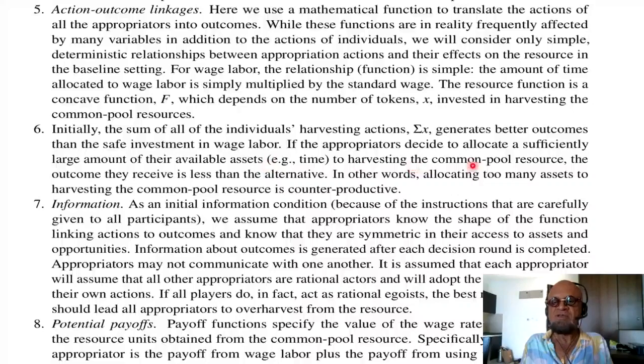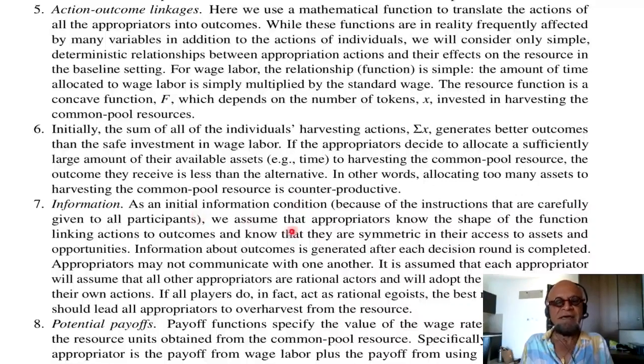If the appropriators decide to allocate a sufficiently large amount of their available assets, such as time, to harvesting the common pool resource, the outcome they receive is less than the alternative. So there is an opportunity cost. In other words, allocating too many assets to harvesting the common pool resource is counterproductive. If everybody fishes all the time, then you know that that's going to be a problem.